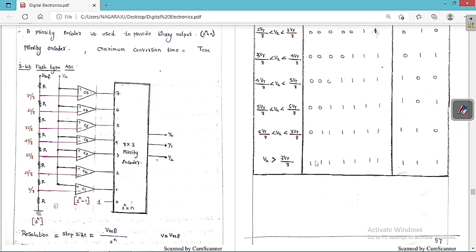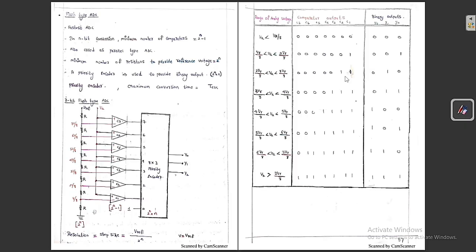So now we will see what is the table we are going to get. You can see clearly this is the range of the analog voltage, and these are the comparator outputs, and this is the binary outputs. So we are drawing the table corresponding to these 3 things, very important.